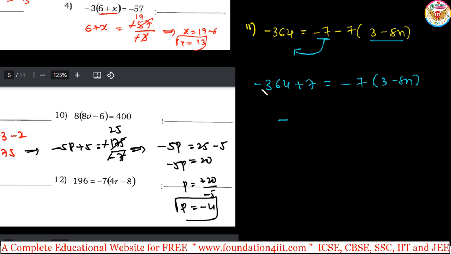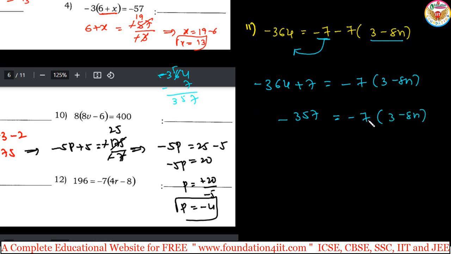364 is a bigger number, so no negative subtraction. From 364, that 7 you can subtract. 14 minus 7 is 7, and this is 5, so 357. Minus 357 equals minus 7 times (3 minus 8n).